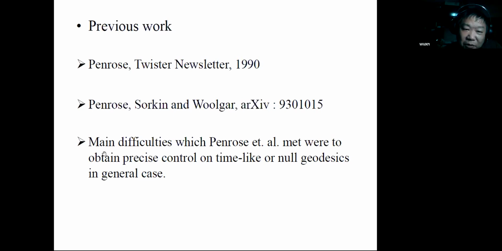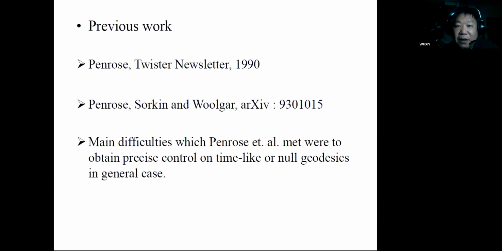The main difficulty which Penrose et al. met was that what we want to do is to get a very precise control on time-like or null geodesics in a very general case, in a general asymptotically flat space-time. So you know this is a very difficult thing. So maybe that's the reason why their paper in 1993 was not very successful.